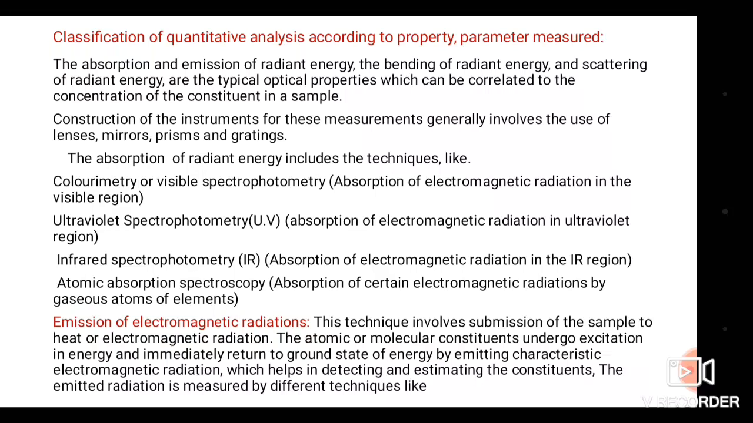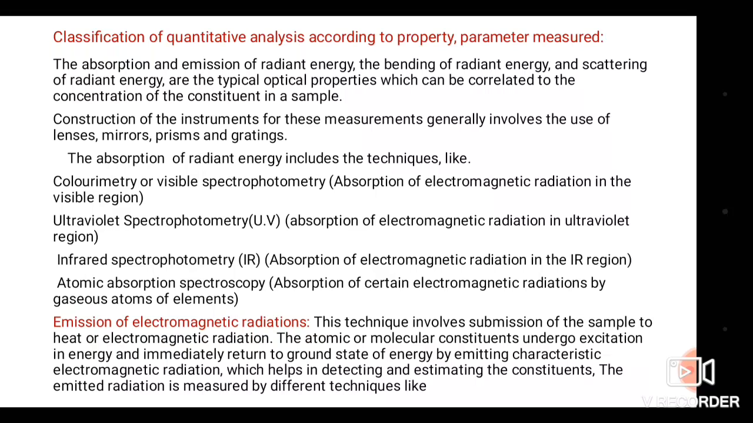After passing the radiation, what changes occur, or how does the sample behave with the light? This is nothing but the optical method. The absorption and emission of radiant energy, the bending of radiant energy, and the scattering of radiant energy are the typical optical properties which can be correlated to the concentration of the constituent in the sample.